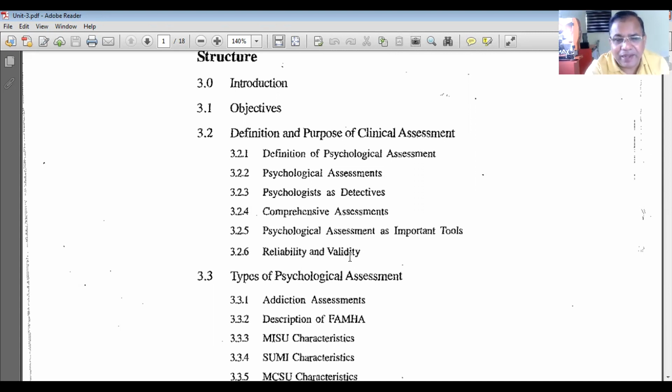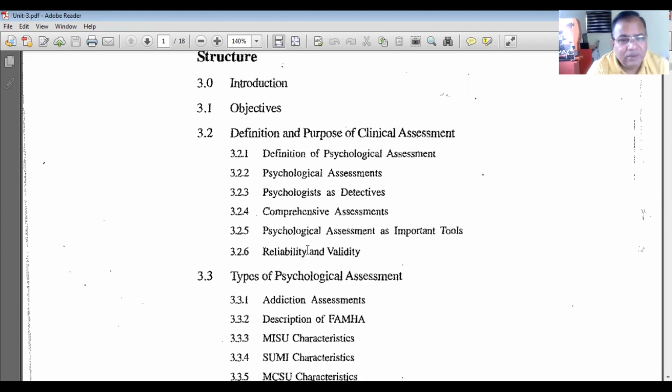Then reliability and validity of clinical assessment. It is already told to you. Now, but here you have to be cautious. Some instruments are not very much reliable. Some instruments are not very much valid. Some instruments are valid in United States, but the same instrument may not be valid in India because of the diversity of religion, language, and locations.